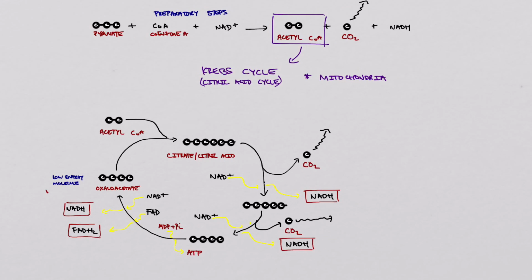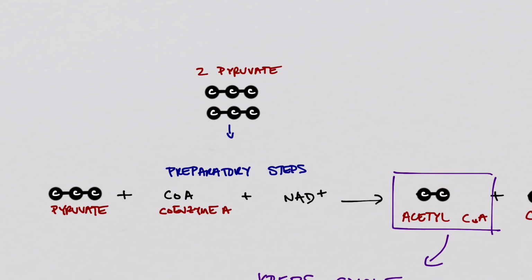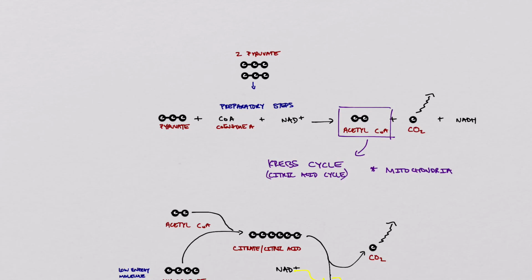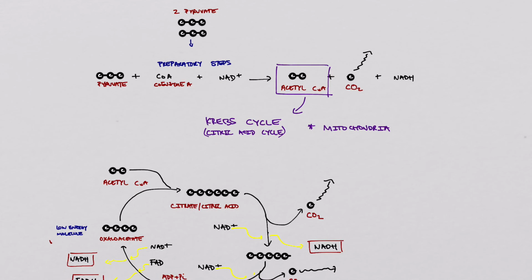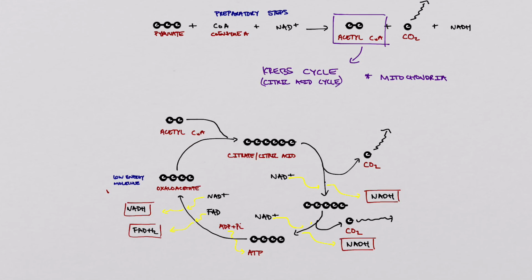So remember, 2 pyruvate were created in glycolysis. And then 2 acetyl-CoA come out of the prep steps. So for every molecule of glucose, there's actually 2 turns of the Krebs cycle. And so for every molecule of glucose, 2 NADH will be created here, 2 will be created here, 2 ATP, 2 FADH2, and 2 NADH.